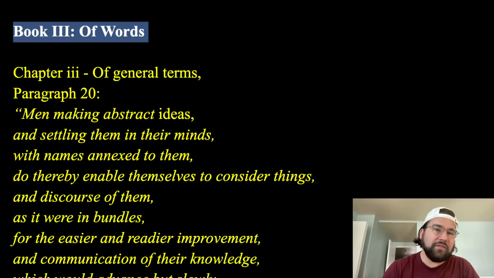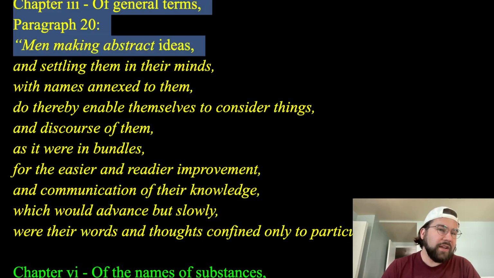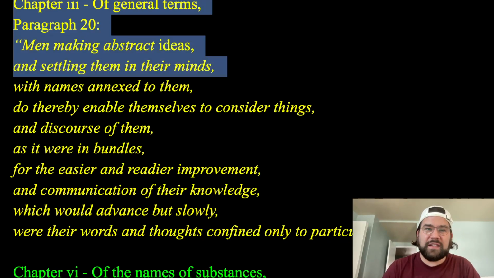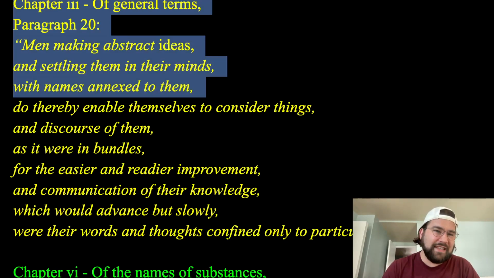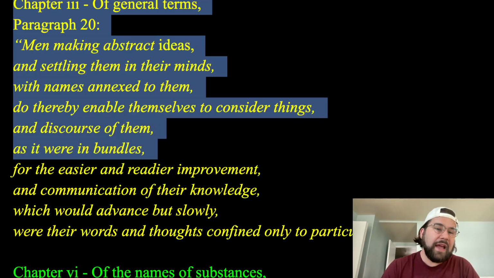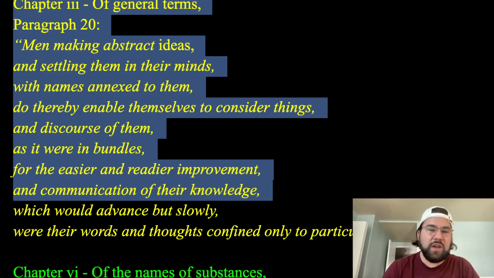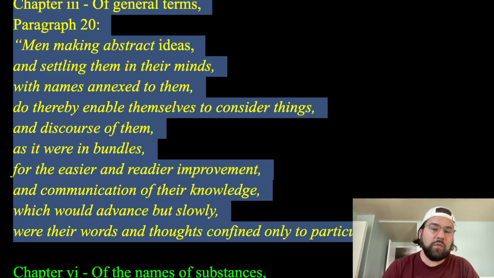In chapter 3, Of General Terms, in paragraph 20, Locke says the following: men making abstract ideas and settling them in their minds, with names annexed to them, do thereby enable themselves to consider things and discourse of them, as it were in bundles, for the easier and readier improvement and communication of their knowledge, which would advance but slowly, were their words and thoughts confined only to particulars.